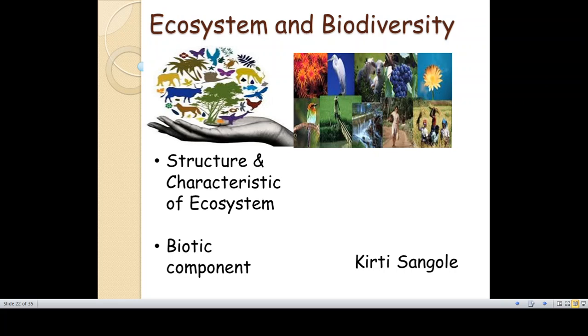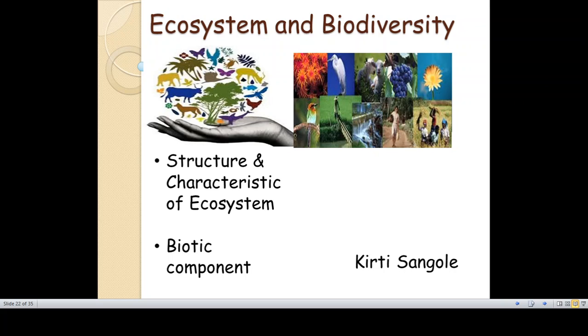Friends, in the last lecture we had seen a major concept about abiotic component, and today, in continuation of this, we are going to see something important related to biotic component. In the last lecture, what we learned about abiotic component was to understand its structure and characteristic features. Like we have seen something about the climatic factors, edaphic factors, inorganic factors and organic factors.